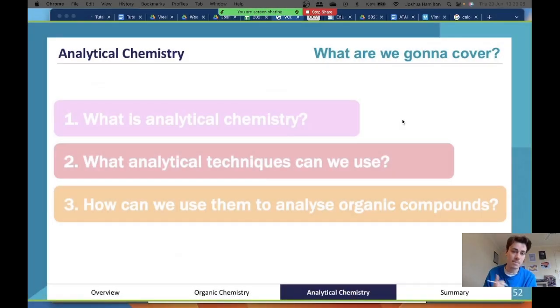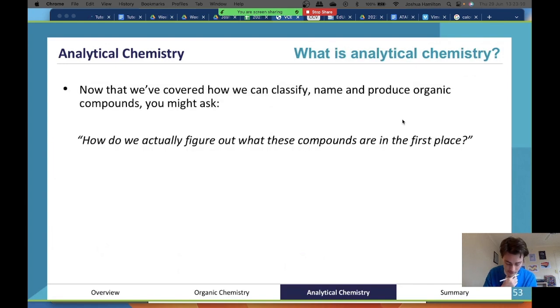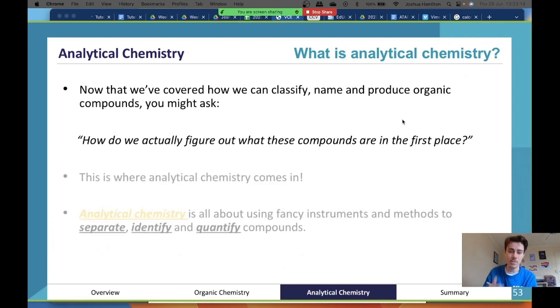What is analytical chem? What analytical techniques can we use? How can we use them to analyze? That's what we're going to cover today. So essentially, what we do in analytical chem is figure out what the compound we have is in the first place. When you have a solution, you don't know what it is unless it's labeled. So how do we figure it out? This is what we do.